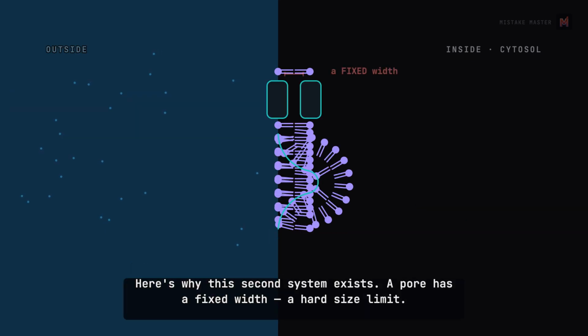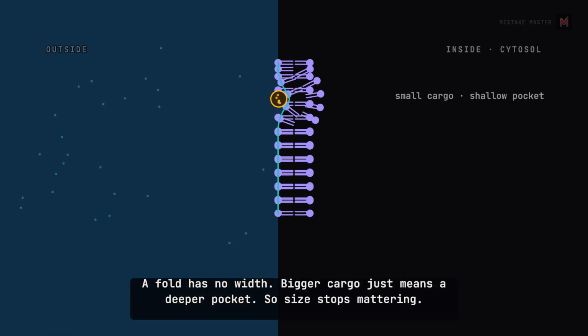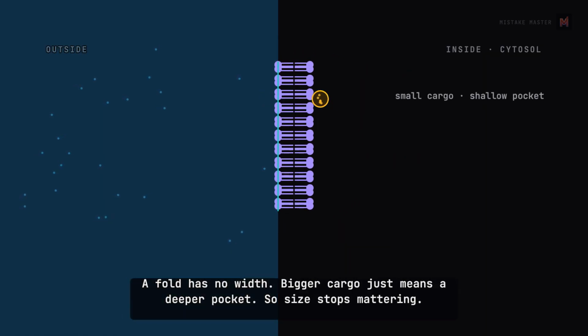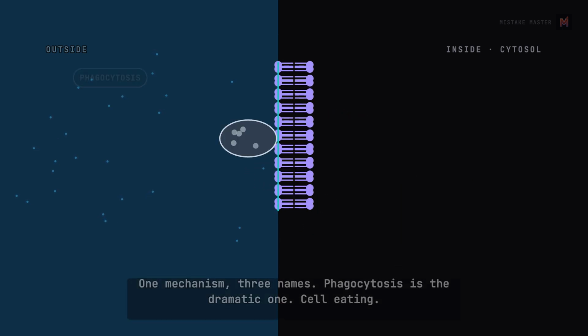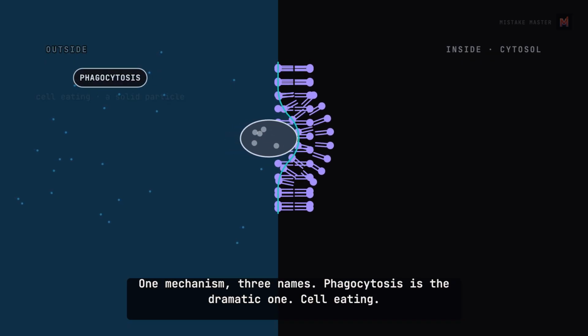Here's why this second system exists. A pore has a fixed width, a hard size limit. A fold has no width. Bigger cargo just means a deeper pocket. So size stops mattering. 1 mechanism, 3 names.